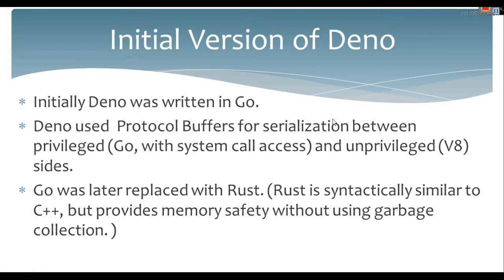Initially, Deno was written in Go. Deno used protocol buffers for serialization between privileged and unprivileged sites. Go was later replaced with Rust, and Rust is syntactically similar to C++ but provides memory safety without using garbage collection. That's why they replaced it with Rust.